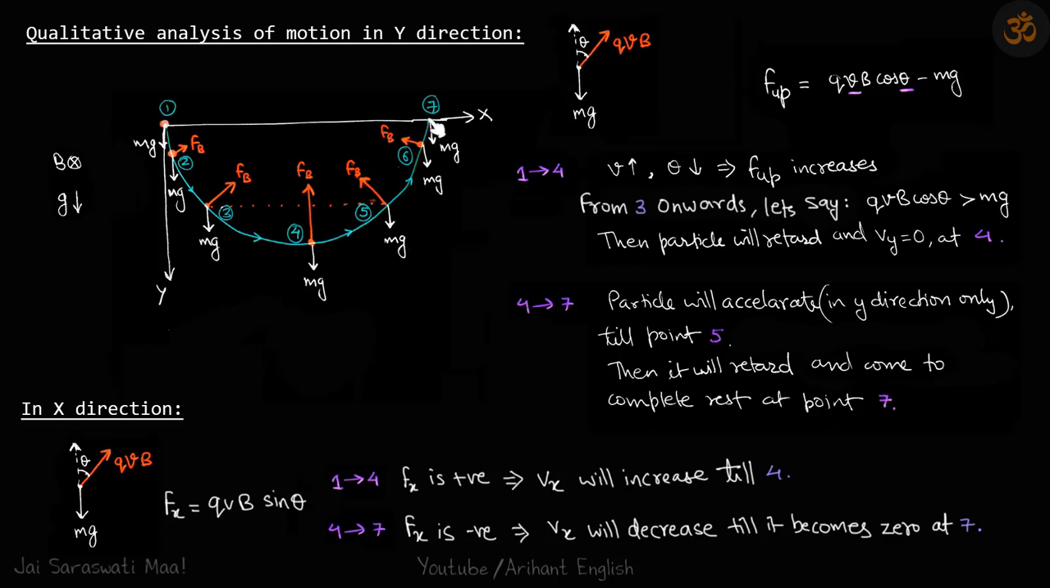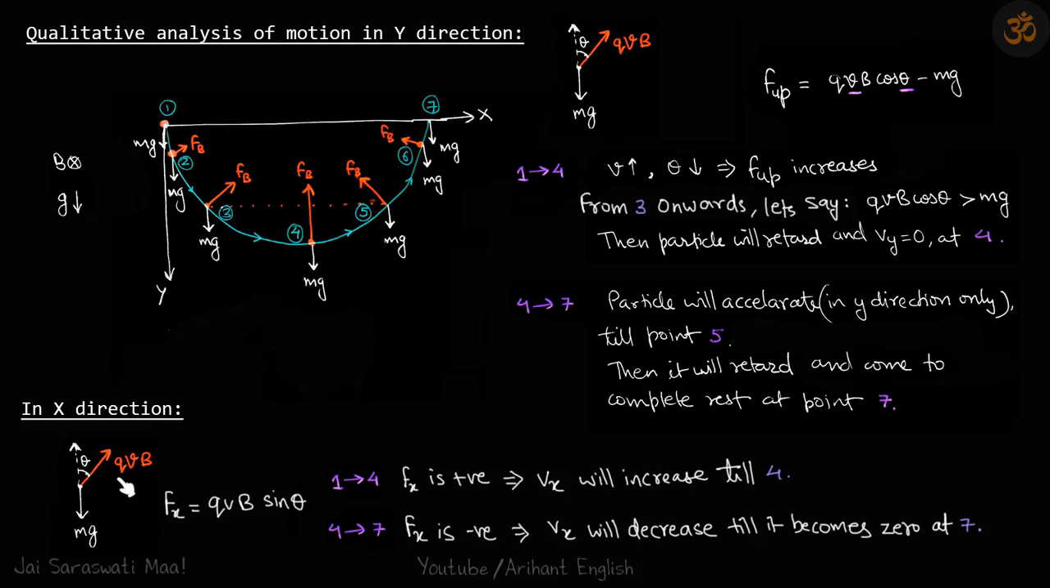Why complete stop? Because by energy conservation, here if the velocity is 0, here also it should be 0. Because magnetic field does not add any velocity to the particle. Now once it comes at rest here, again same cycle will be repeated. So the particle will move like this, and again it will move like this. So this is the analysis in y direction. Now let's see what happens in x direction.